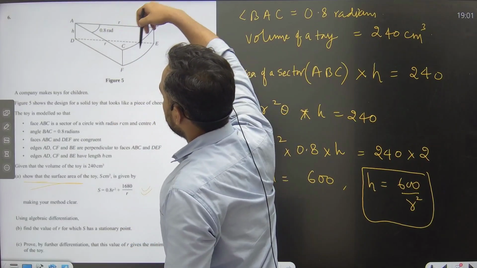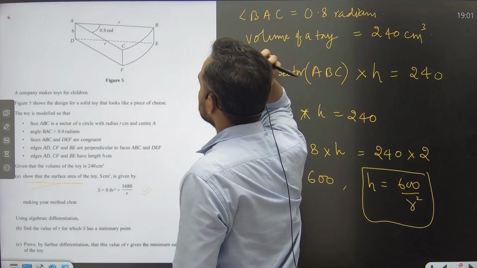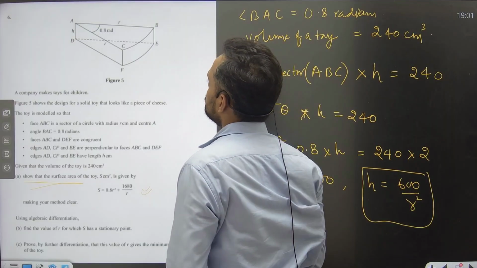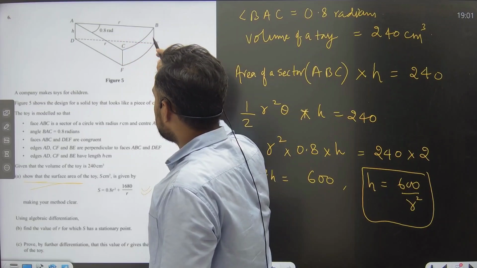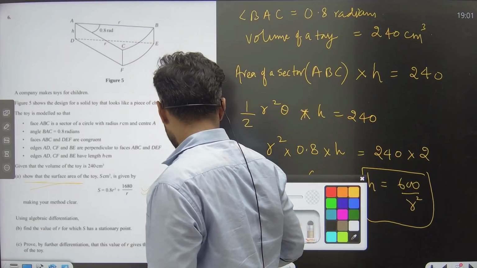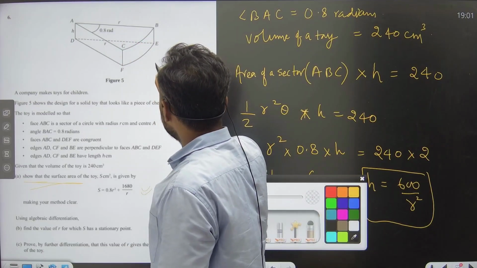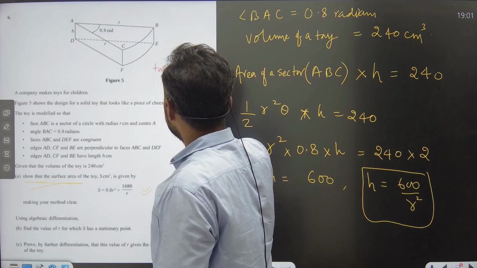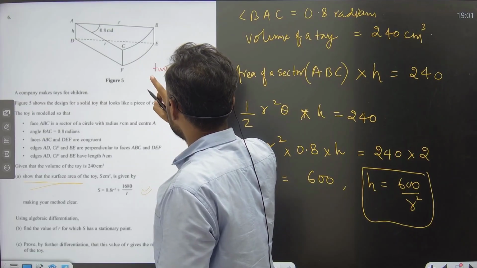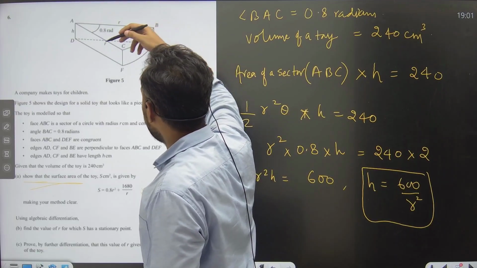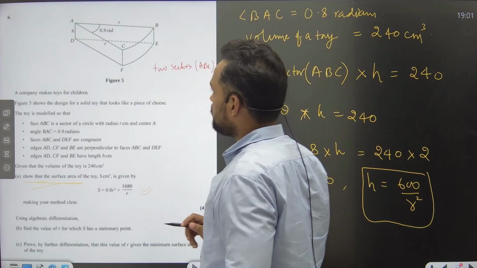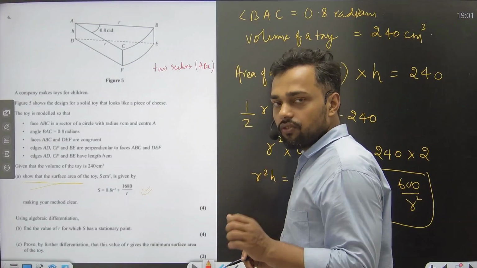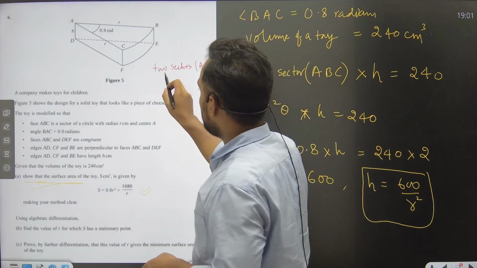What will be the surface area of this toy? Okay, there are two sectors here, which I'll be writing here. Two sectors are there, ABC and DEF, whose cross section area will be equal. Two sectors ABC and DEF, their cross section will be equal. So we'll multiply by 2 here.